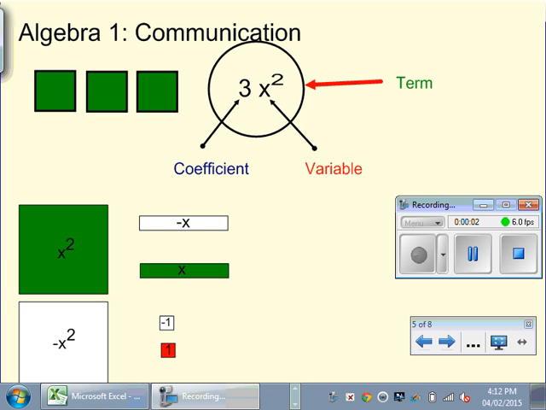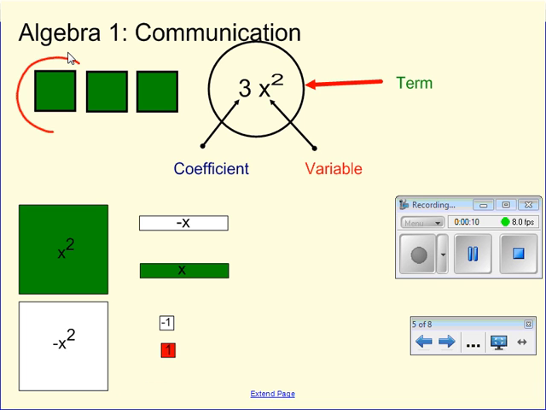Hello, this is lesson Algebra 1, Communication. Now, over here, we can see that I've got 3 square blocks. And these square blocks can be communicated in the term of 3x squared, because I don't know the length of either side of this square, so I call it x. So this breaks down into what's known as an algebraic term.